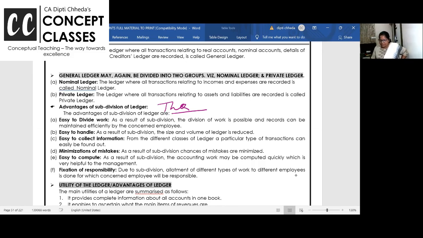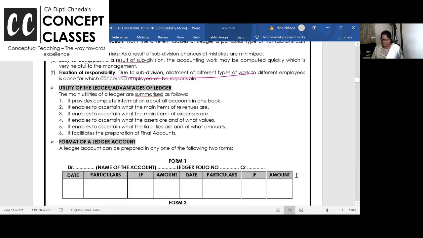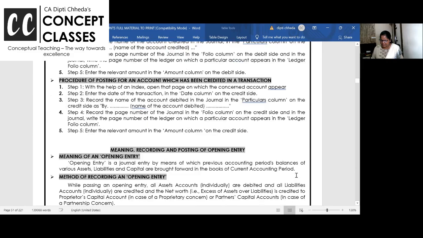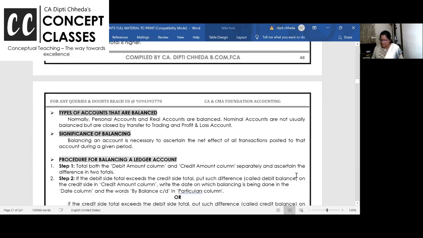It's easy to divide the work. When 2-3 people are working, it's easy to handle and collect the information. Mistakes are minimum because 3 people are working on different ledgers. Easy to compile and make the final accounts. Fix up the responsibility. You can see who is taking up that responsibility. Okay? Right. So this is how you do balancing of ledgers.